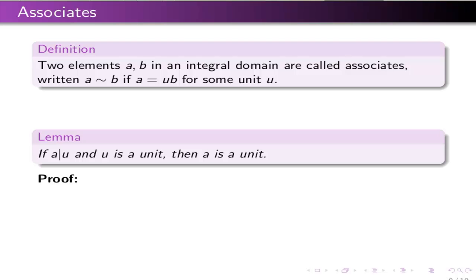Okay, next let's talk about the concept of associates. So two elements in an integral domain are called associates if A is a unit times B, and we'll write A tilde B for two elements that differ by a multiple of a unit like this. Okay, a very elementary lemma says that any divisor of a unit is a unit. So if A is a divisor of U, then A is a unit.